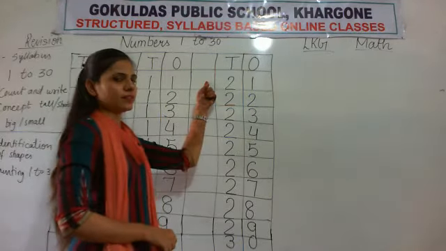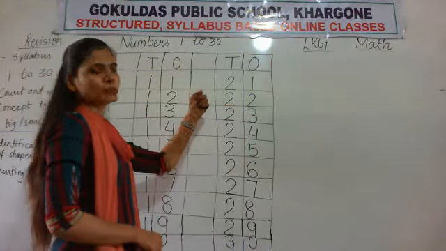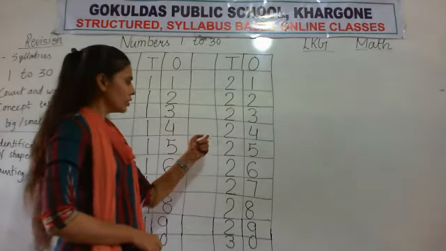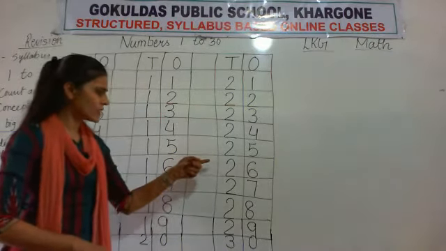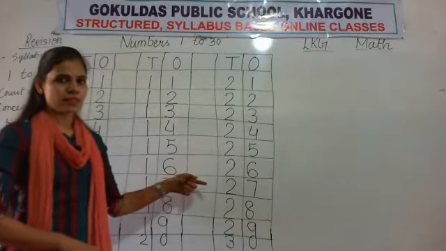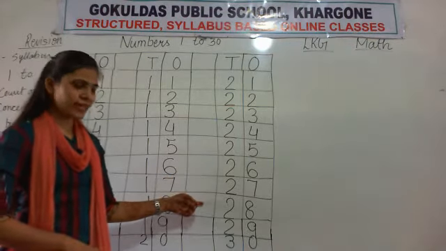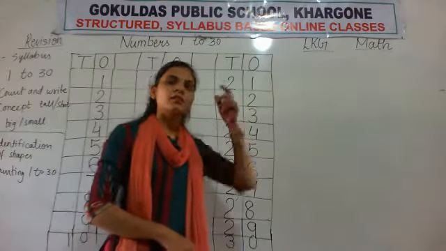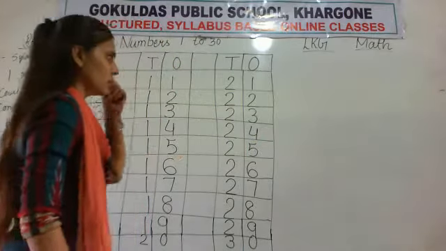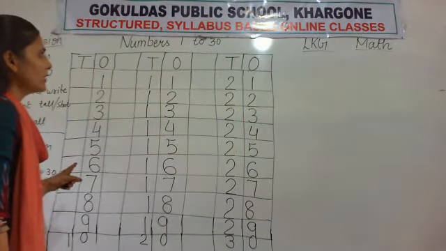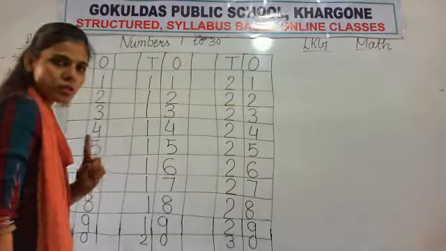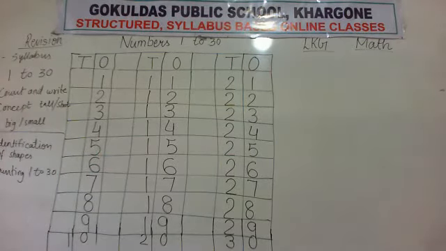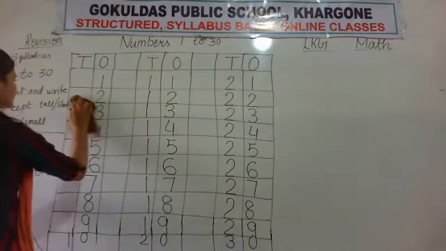Then 21, 22, 23, 24, 25, 26, 27, 28, 29 and last 30. So like this you write the numbers in your exam also, 1 to 30. Okay. Revision for numbers done.